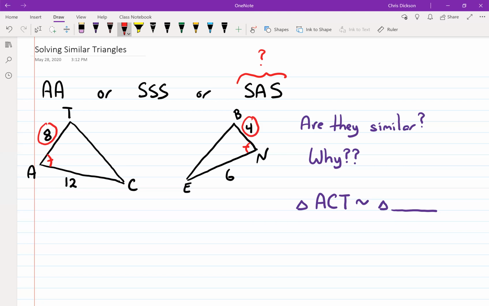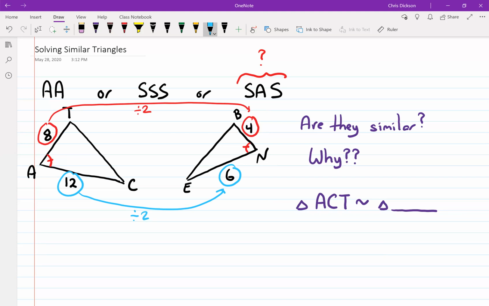So it's twice that value. So that's a relationship. But what would have to be true now is the other side would also have to be double or half, depending which way you're going. So to go from 8 to 4, we would have to divide by 2. And to go the other way, you'd have to multiply by 2. And of course, to go from 12 to 6, we would have to divide by 2. So proportionally, we're doing the same thing here. And so this would be classified as a SAS triangle, and they would be similar to each other.